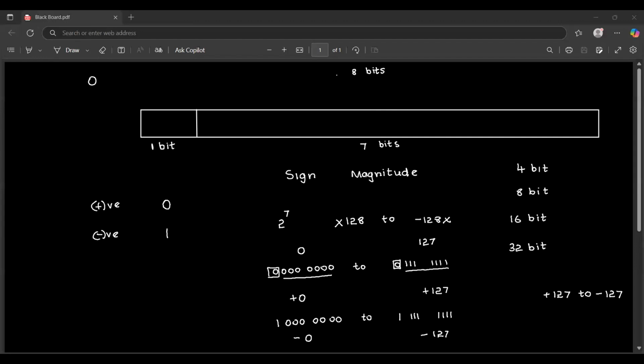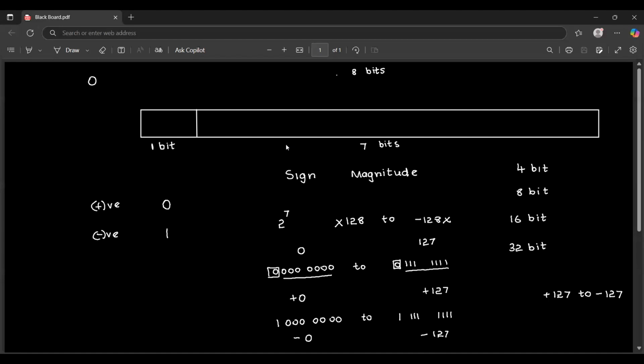It's inefficient. The arithmetic circuits and arithmetic functions that we use are not proper in the sign magnitude representation. And most importantly, we have better ones, so we don't normally use this. It requires special arithmetic circuits, so it is normally used for digital and analog conversion. That's it. This is the basic theory that you have to know.